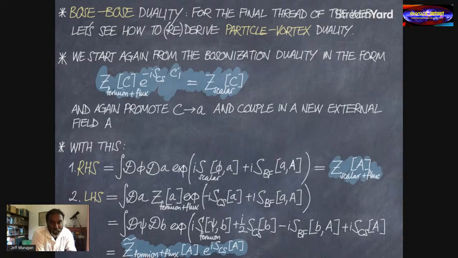Then the right-hand side of the first equation in this slide becomes the scalar plus flux quantum. And the left-hand side becomes the time-reversed statement of the fermion plus flux multiplied by this e to the plus Chern-Simons.